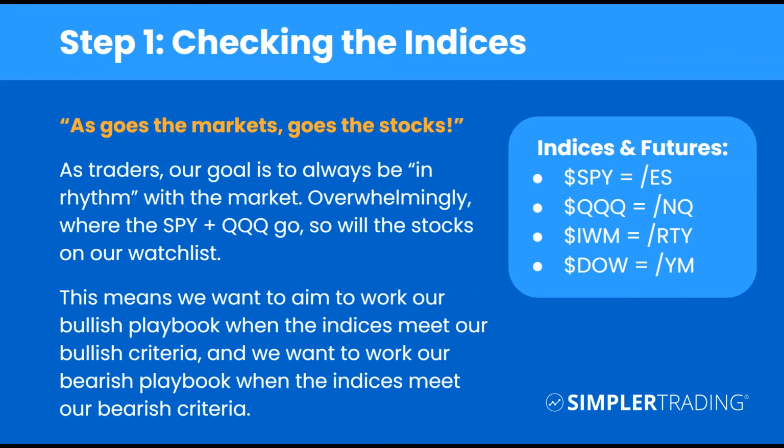So as goes the market, goes the stocks. Meaning if the S&Ps and the QQQ are very weak and they're rolling over, there's a pretty good chance that most stocks out there are going to do the same. So when I'm day trading or I'm swing trading, whether I'm getting long or short, I want my longs and my shorts to be in the rhythm with the market, right? To be in alignment with the overall move in the market. So checking my signals on the indices keeps me on the right side of the overall market move.